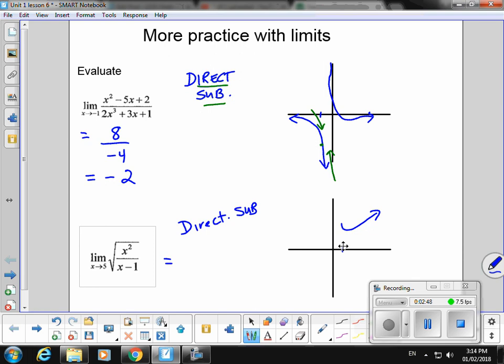Okay, so my limit, if I put 5 directly in, is 25/4, which is 5/2 or 2.5. So that function, as we are approaching the value of 5 from the left and from the right, is going to be approaching a value of 2.5.